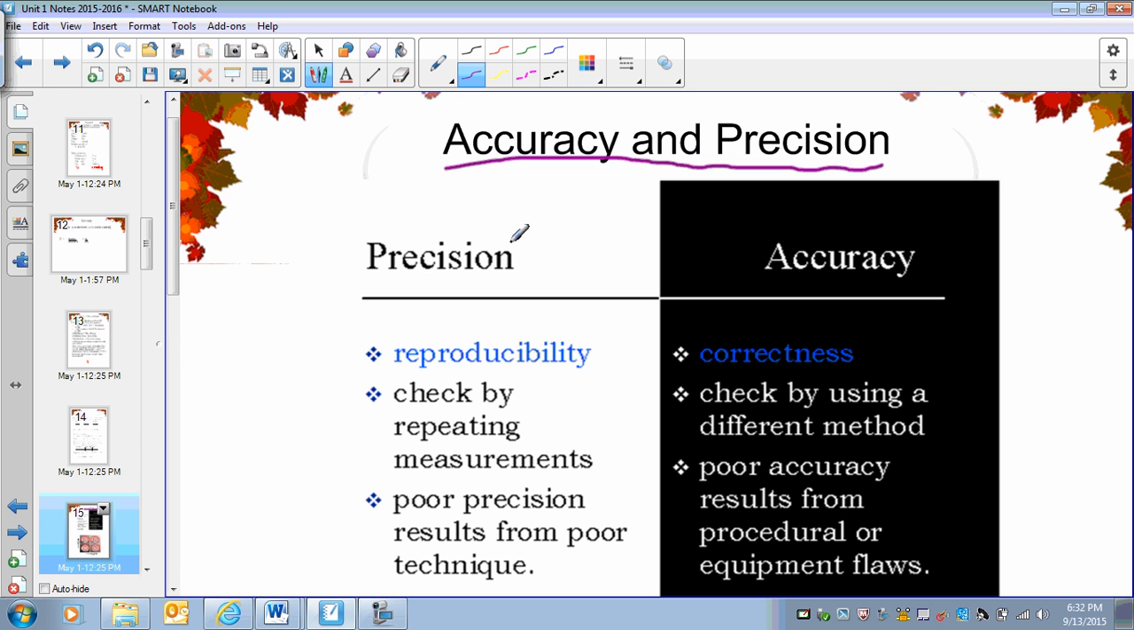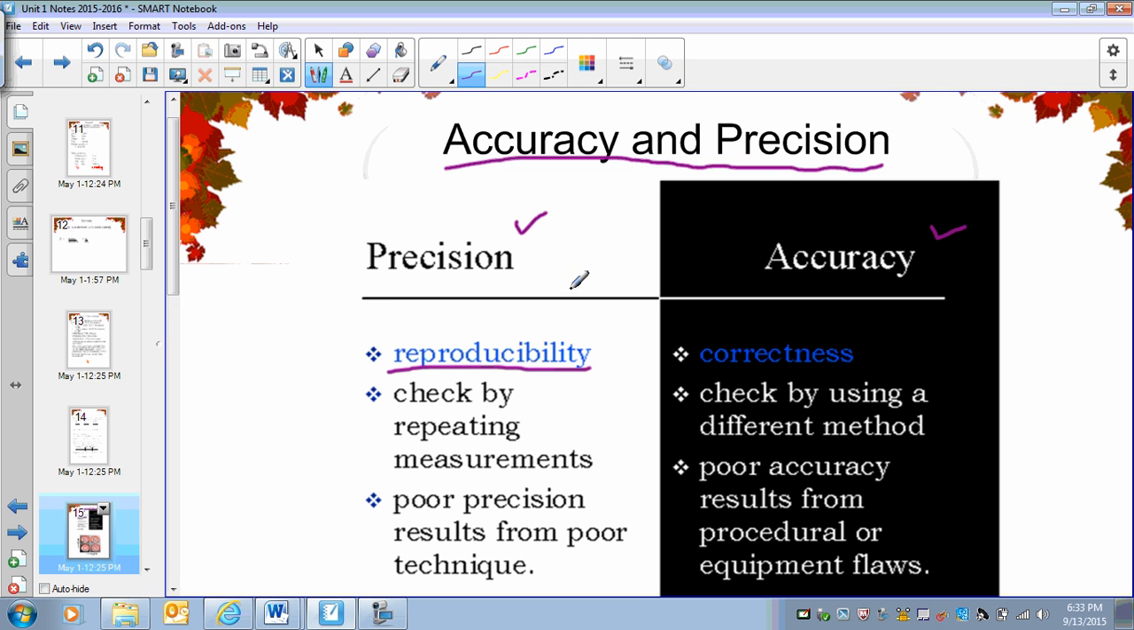You will be doing labs, you will be doing your science fair project, many things where you have to produce precise and accurate results. Well, what is the difference between precision and accuracy? Precision means that over and over I can produce the same kind of results. It's reproducible, no matter how many times I do it, I get the same data.